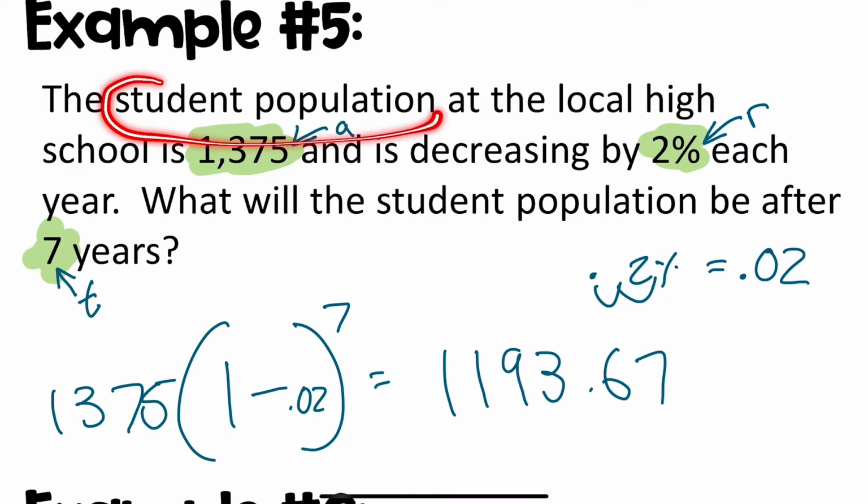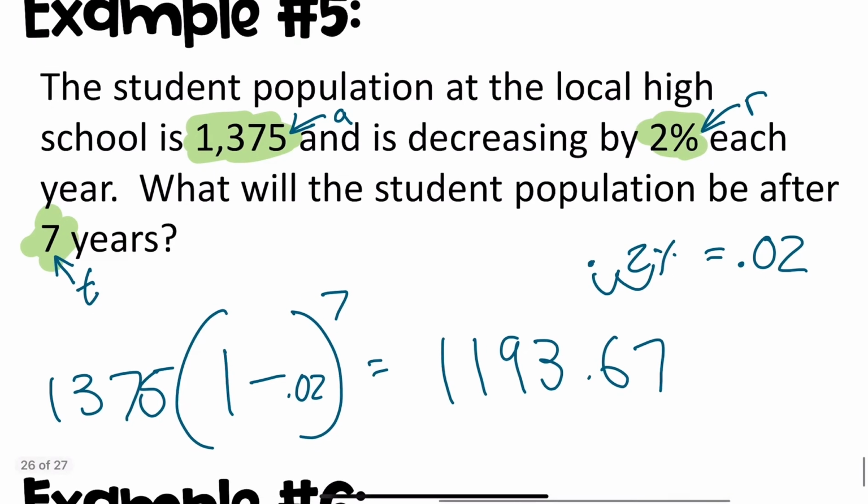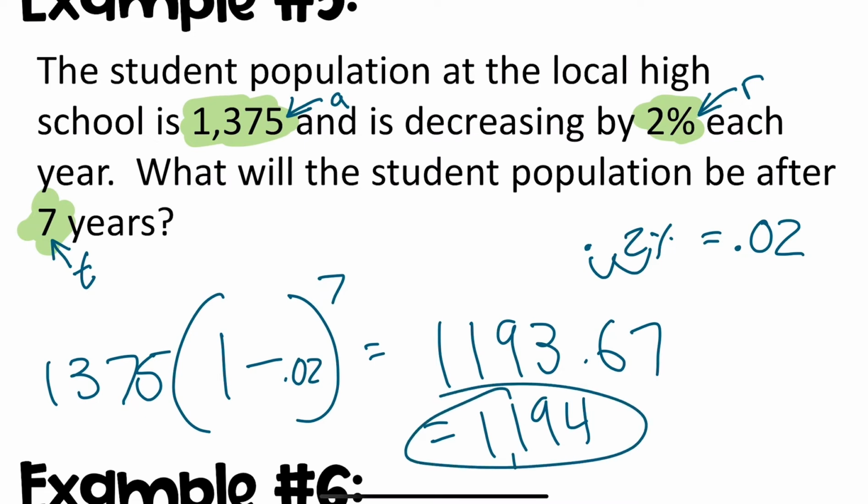Okay, something to watch out for here. Context. This is student population. We're talking about people. We cannot have 0.67 of a person. So if you have people or something that is like a solid number, we're going to need to round it up. So I got 1,194 people because we can't have 0.67 people. And that is going to be your answer. After the school population decreases by 2% each year, after 7 years, we'll have 1,194 students.